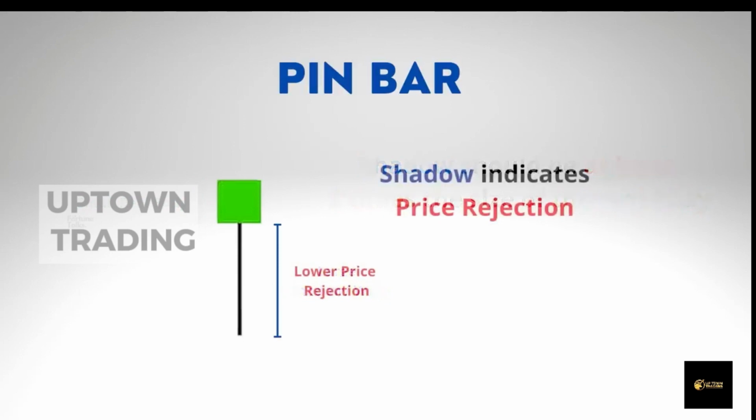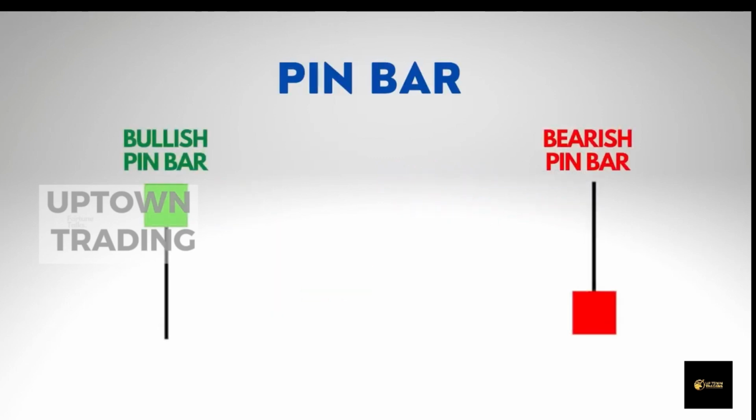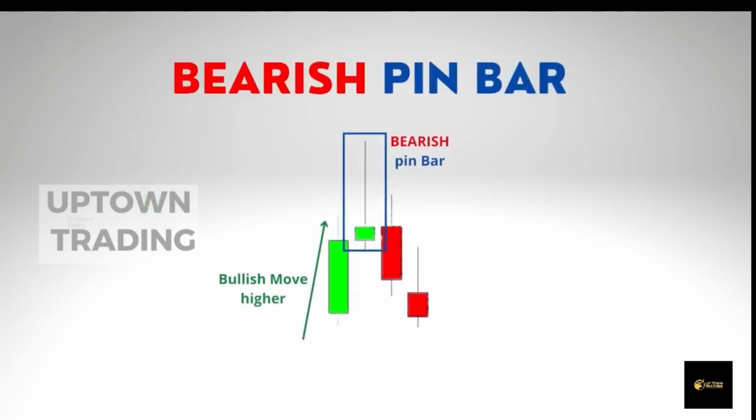The tail or the shadow of the pin bar shows the area of the price that was rejected, and the implication of it is that the price will continue to move opposite to the direction the tail points. Now this pattern can be bullish or bearish depending upon where it occurs and how it is formed within the price action. The example here shows a bearish pin bar. The pin bar is formed with the price trying to break higher.